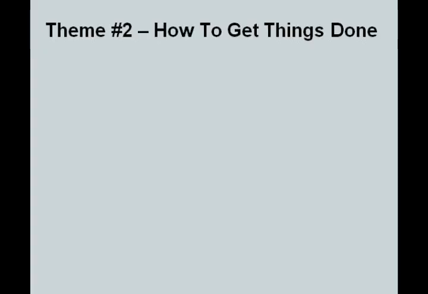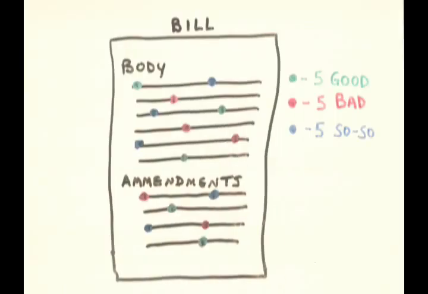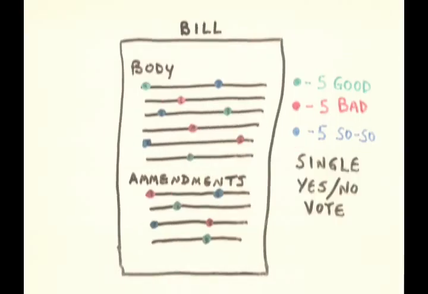For this second theme, we need a close inspection of how things are currently done. The current paper and voice process for working congressional bills is needlessly complex and inefficient. A close examination of the body and amendments of a typical bill might show 15 incremental items, 5 good items, 5 bad items, and 5 in-the-middle items.